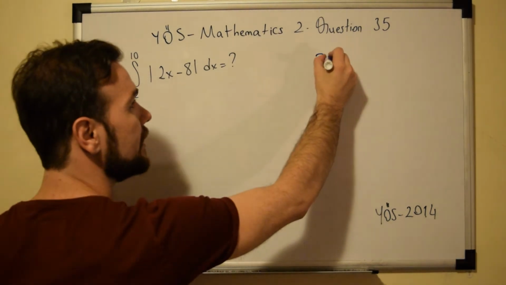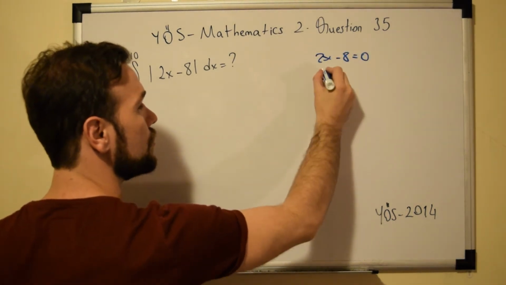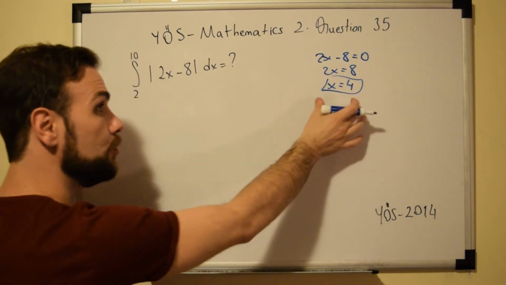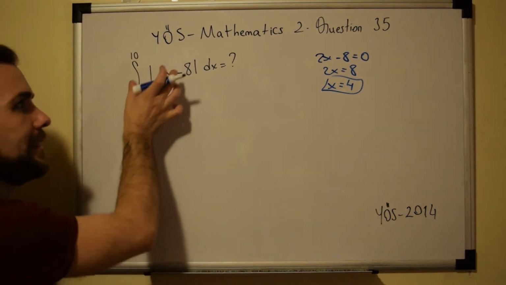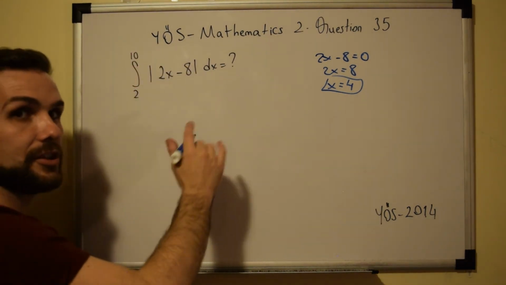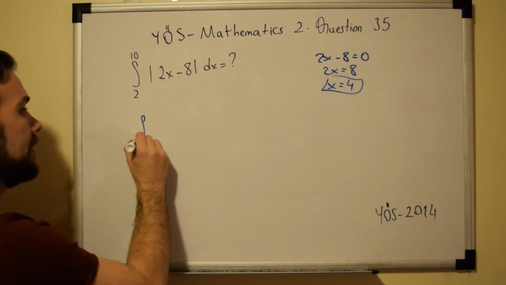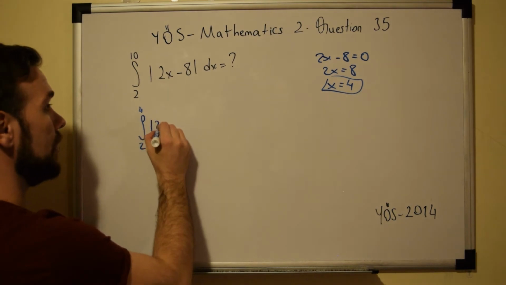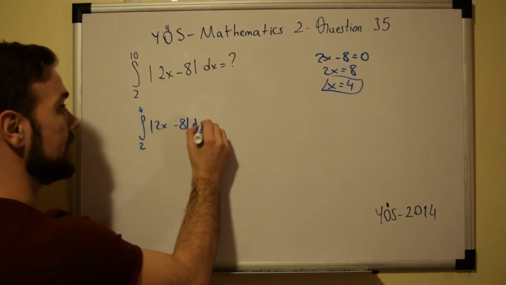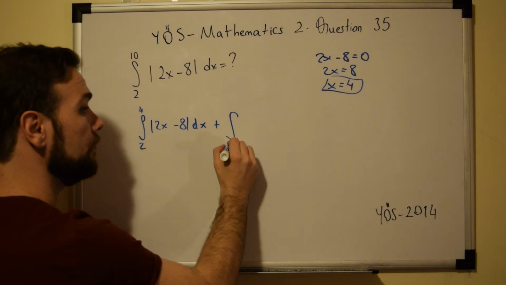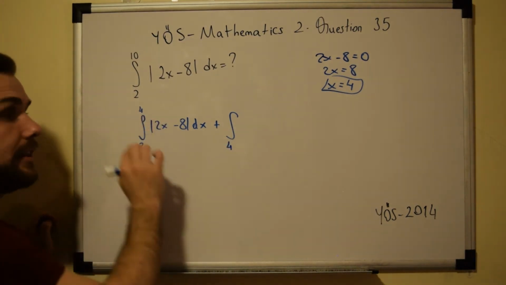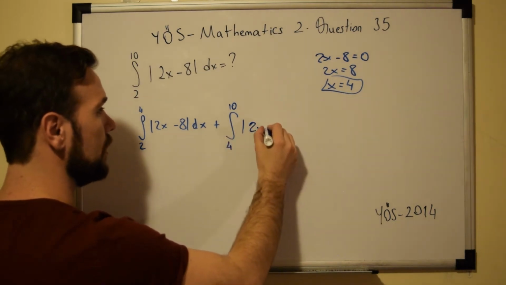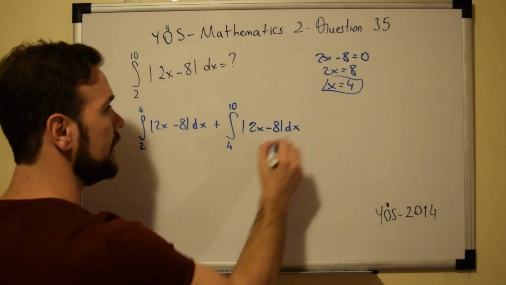So I have 2x minus 8 equals 0. So we have 2x equal to 8, and x is equal to 4. By doing so, I will be able to split the integral expression into two parts. So we have the integral from 2 to 4, because x is equal to 4, of the absolute value of 2x minus 8 times dx, plus the integral from 4, where we left off, to 10, for the same expression, the absolute value of 2x minus 8 times dx.